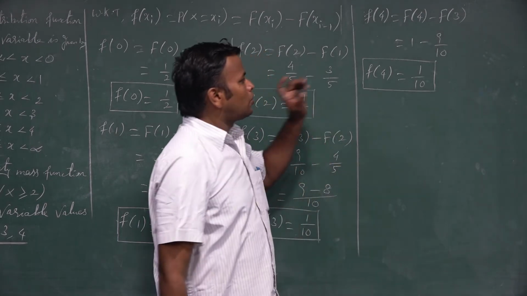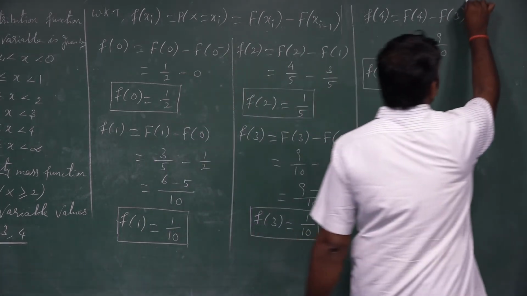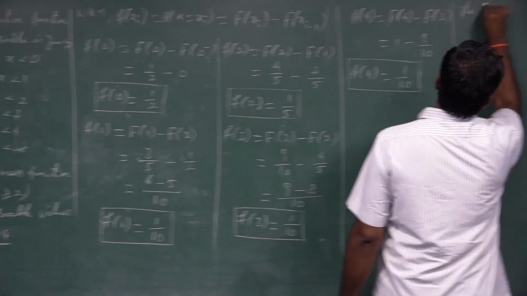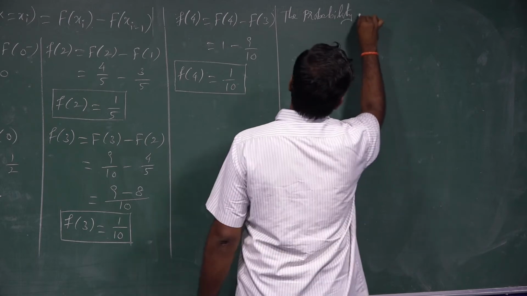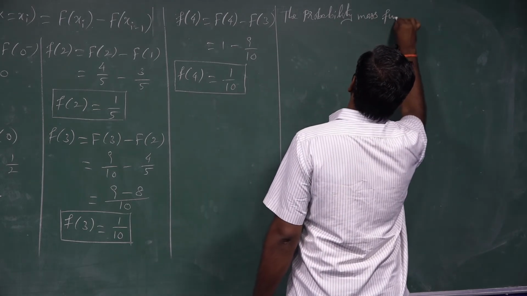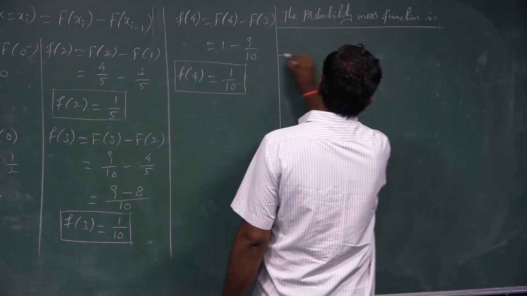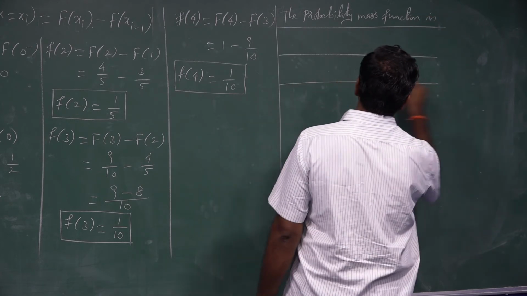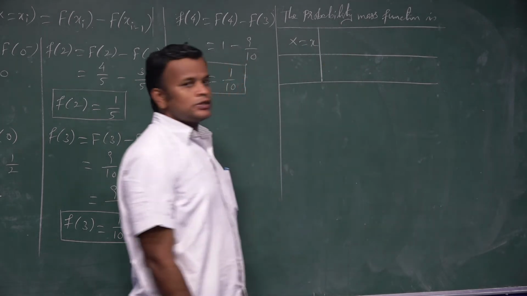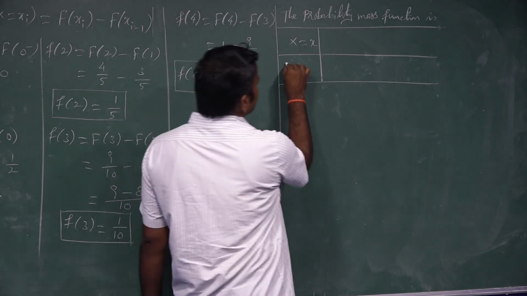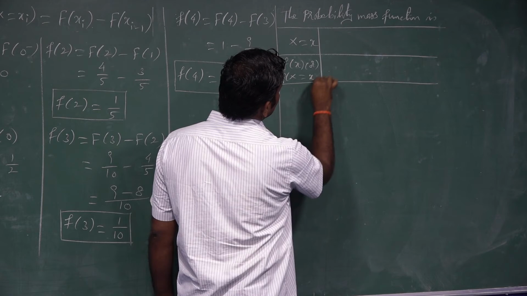So to find all probability values of the random variable, next we form a table. The probability mass function is: the first row has the values of x, and the second row has the probability values. We write capital X equal to small x. Next, we write f of x or P of capital X is equal to small x.